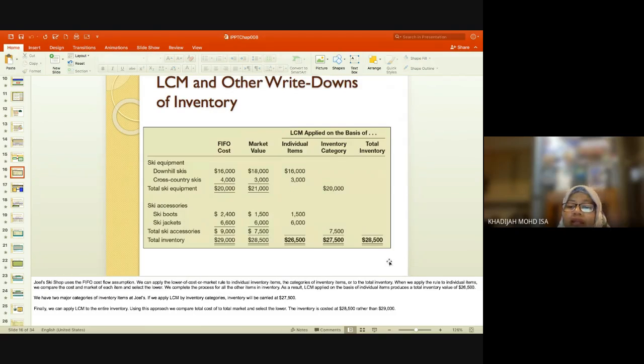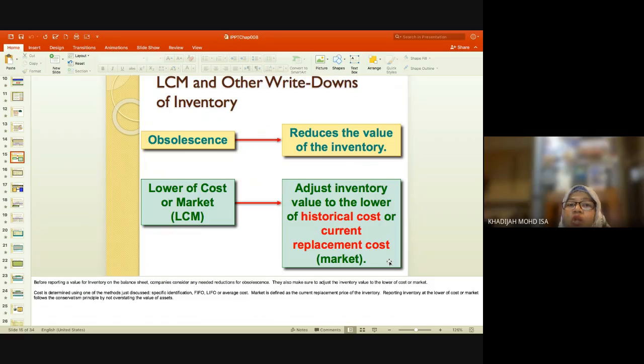Okay, and then you also have the LCM, lower of cost method, LCM, right? Lower of cost or market.